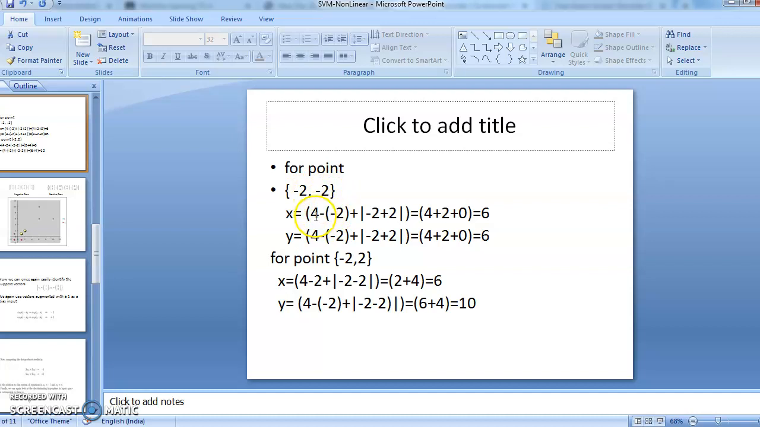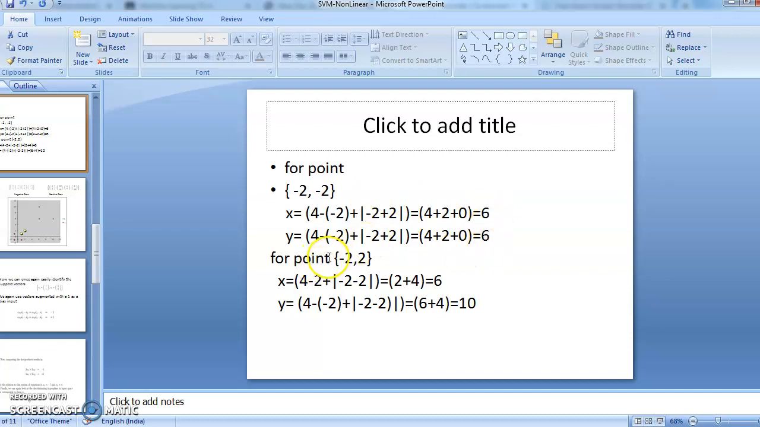Similarly, for the next point, minus 2 and minus 2, x1 is minus 2, x2 is minus 2. So 4 minus x2, here x2 is minus 2, this minus minus will become plus, so this value will become 4 plus 2, and the absolute difference between these two, minus 2 minus minus 2, will become 0. So the point will be 4 plus 2, that is 6. Similarly, the second point, 4 minus x1, here x1 is minus 2, so 4 plus 2, and the absolute difference is 0. So the original data point was minus 2, minus 2. After applying the kernel function, the data point will be 6 and 6.